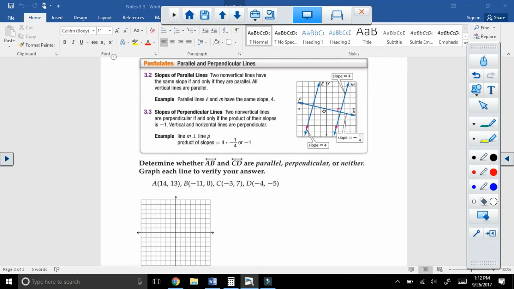A couple other things to review, if you just want to put some marks on here. Slopes of parallel lines, like these two slopes here. If you notice, this one has a slope of 4, this one has a slope of 4. Parallel lines will always have the same slope. And for lines that are perpendicular, this one being -1/4, it says here that the product of their slopes is -1. What I prefer to write for this is that their slopes are opposite reciprocals.